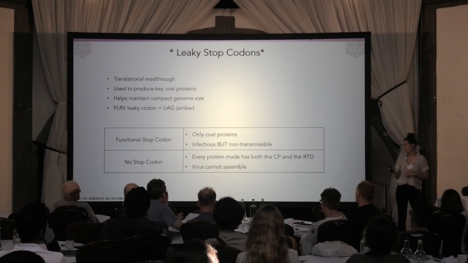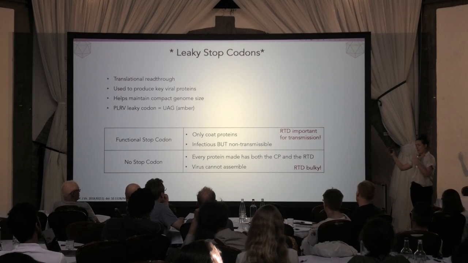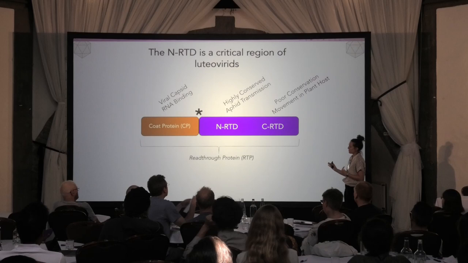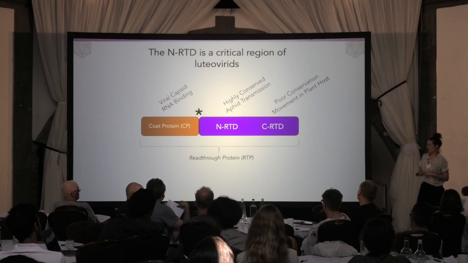And if you delete the stop codon, every protein made has both coat protein and read-through domain, so it's a long thing. The virus cannot assemble. What that tells us is that the read-through domain is important for transmission, but it's also very bulky. So we can divide the read-through domain into two sections: the N-terminal portion and the C-terminal portion. If we think back to our big question at the beginning, how is this virus moving through the aphid's body during transmission? We want to look at the N-terminal read-through portion, and we want to know how this is arranged on the capsid.